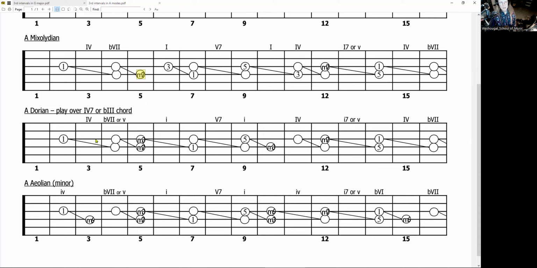Now we have a couple of minor modes here because they have the minor third. So the difference between this and the last one is this has the minor third.